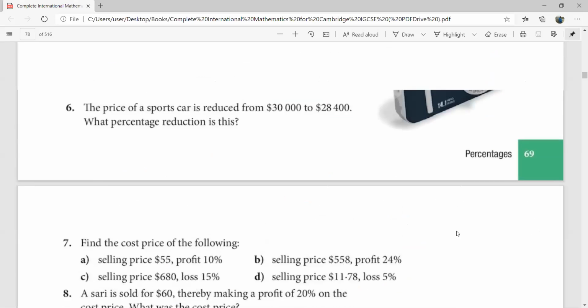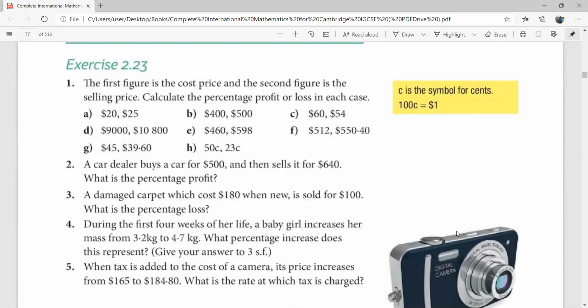Okay, so I have the exercise here. Look at this. The first figure is a cost price, and the second figure is a selling price. He's asking us to find the percentage profit or loss in each case. So what do you see? Is this a profit situation or a loss situation here? Profit. Yeah, there is a profit.